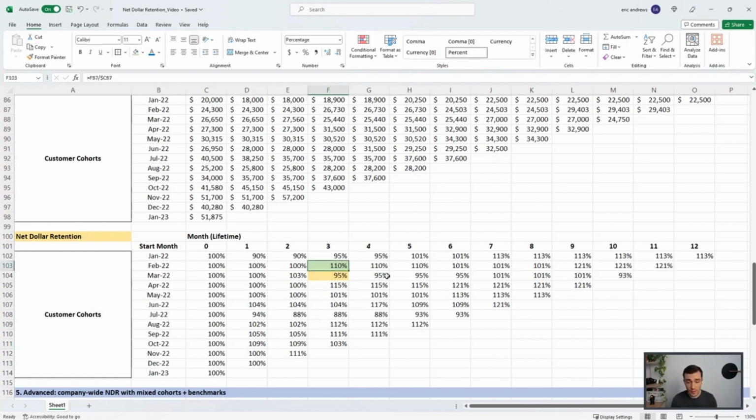But one thing that's really important is this is more for operational understanding of your net dollar retention. But generally, net dollar retention is measured on a 12-month cycle. So let me show you how to measure your sort of overall top-down company net dollar retention in the next section.